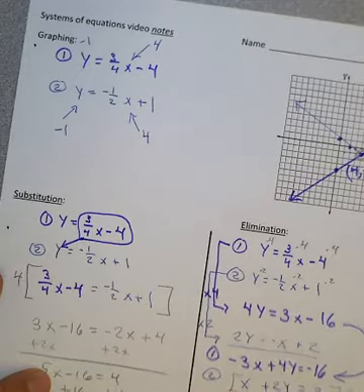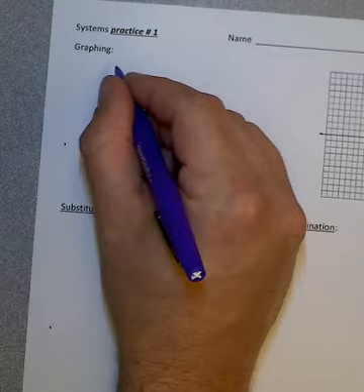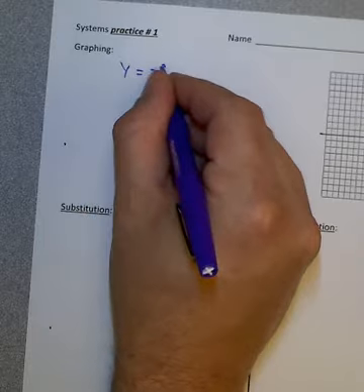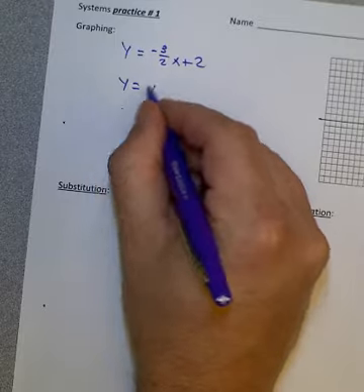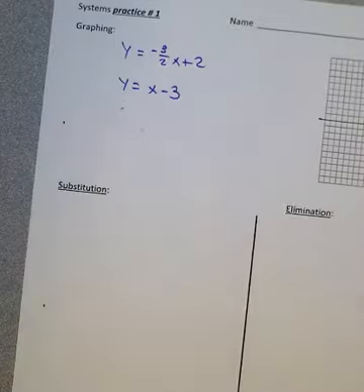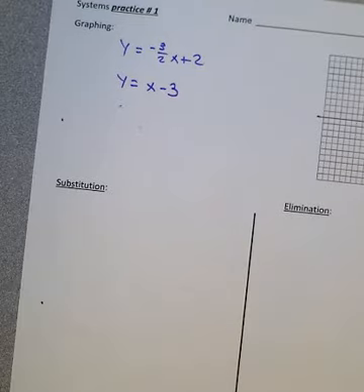On the back side, there's a problem for you to practice 3 ways. I'd like for you to graph y equals a negative 3 halves x plus 2 and y equals x minus 3. Then solve by substitution, then solve by elimination. And we'll practice more in class.